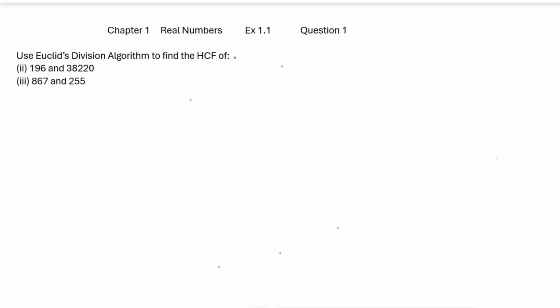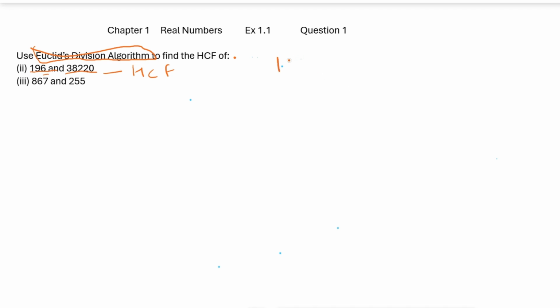So let us revise what we do exactly. We are given these two numbers, and we need to find out the HCF of these two numbers with the help of Euclid's division algorithm. What we generally do is divide the bigger number by the smaller number until we get 0 as a remainder. Once we get 0 as a remainder, the divisor is called the HCF of these two numbers. Let us do so.